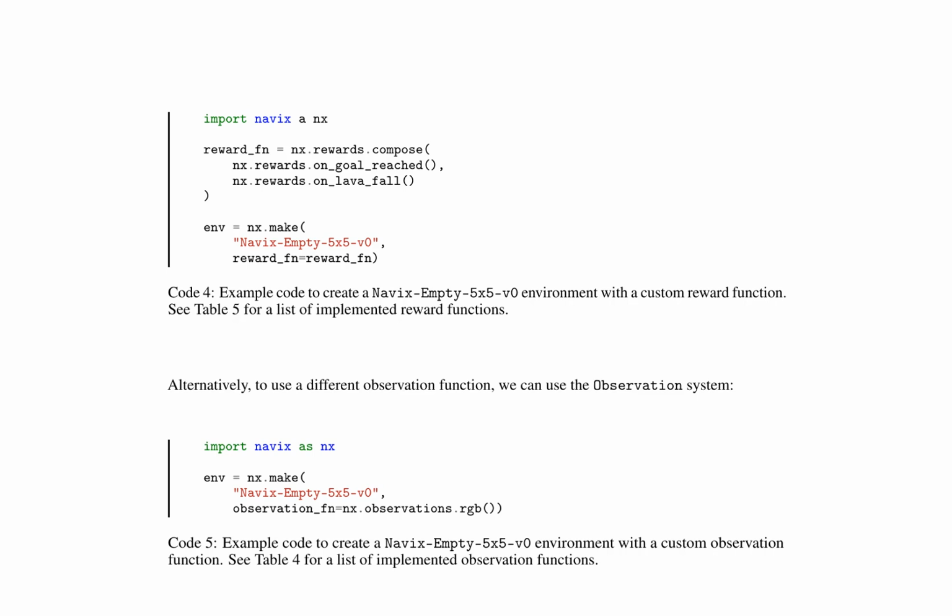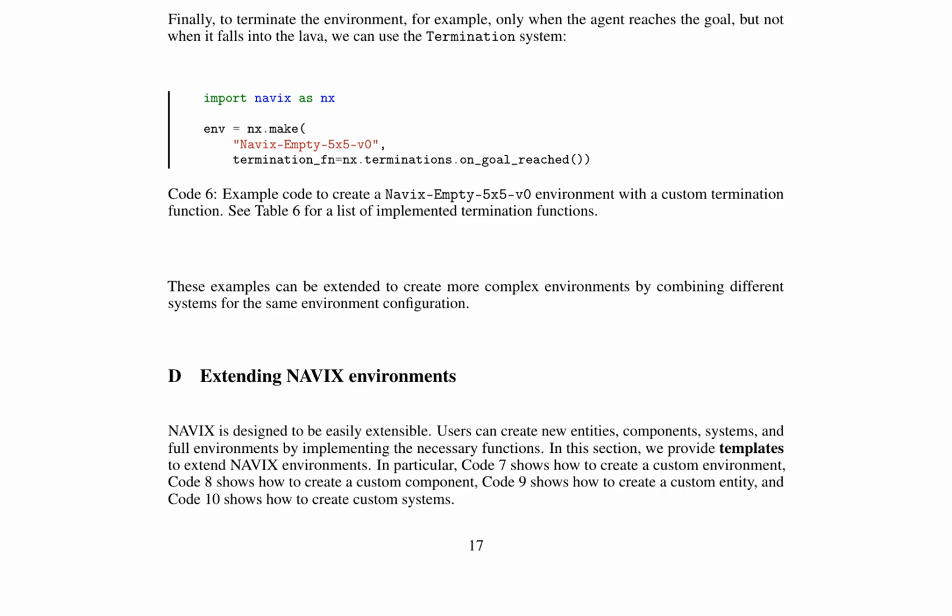The reward_fn parameter is then passed to the nx.make function to create the environment. Alternatively, a custom observation function can be used by passing the observation_fn parameter to nx.make as shown in code 5. This allows for the use of different observation functions, such as nx.observations.rgb. The termination_fn parameter can also be used to customize the termination function, as demonstrated in code 6.